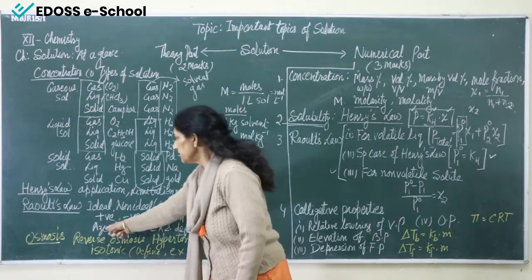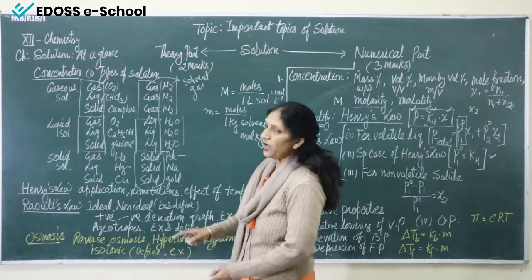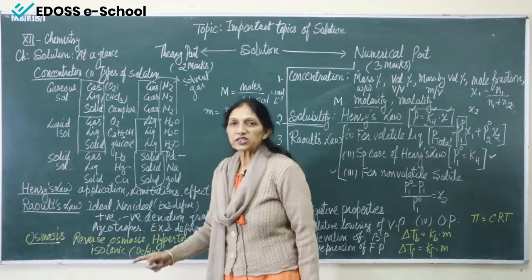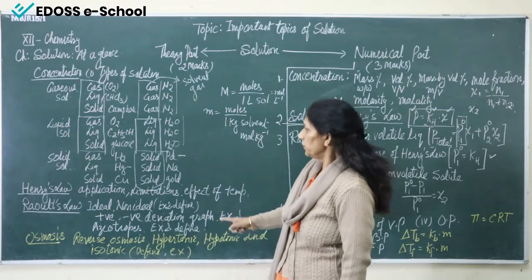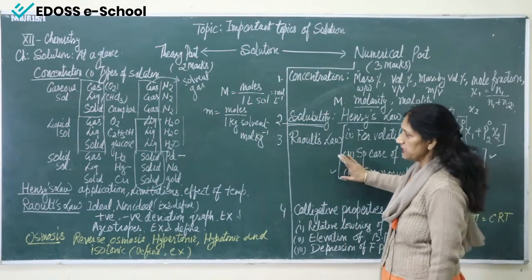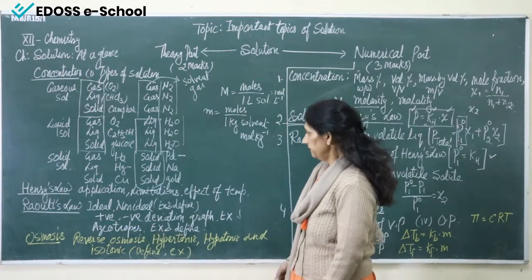And third is azeotropes. Here also you have to prepare the definition and the examples of minimum boiling azeotropes and maximum boiling azeotropes. So for Raoult's law, you can see these three types of numericals, and this is the theory portion that you have to prepare.